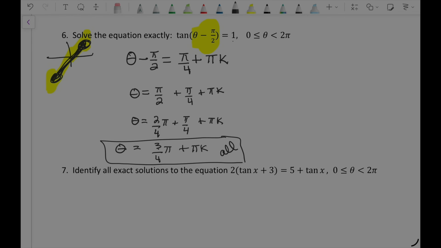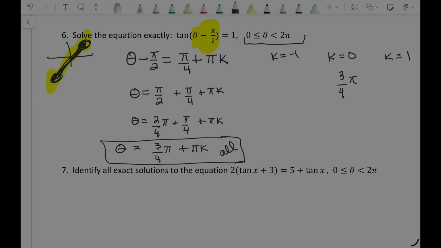Okay? Now, they don't want all, they want just the ones in our region of interest. So this is where we need to start thinking about what we could insert for k values and get values between 0 and 2 pi. Okay? So if k is 0, that's the easy one. We get 3/4 pi.